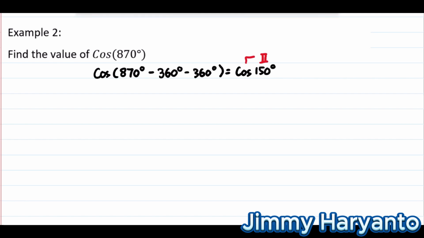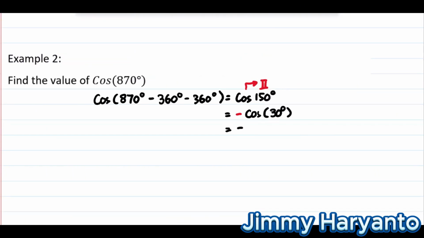Okay, after you have the smaller angle, you can use the quadrant to calculate the value. 150 is in the second quadrant. Cos in the second quadrant will be negative. I will write down the negative first, and then 180 minus 30, right? So negative cos 30, negative square root of 3 over 2. Okay, I think this one is the last one.